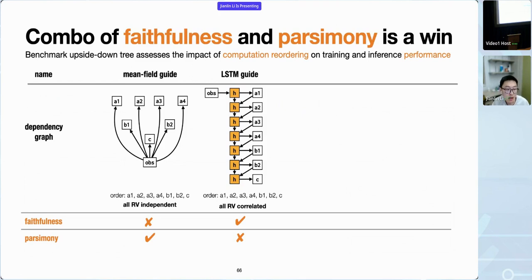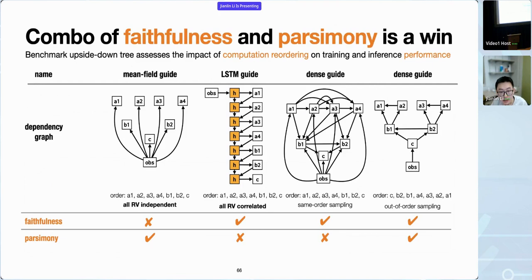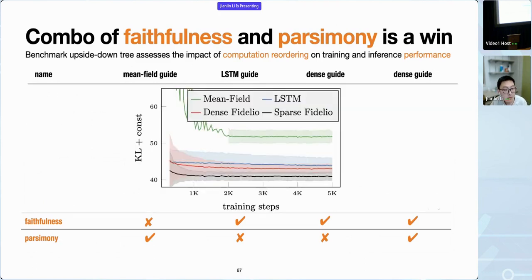And in this benchmark, in addition to mean field and LSTM, we also compare 2 Fidelio guides that either return or invert the model's order of sampling variables. If the guide generator is not intelligent about the order in which random variables are sampled, then we may end up with a guide that is almost as dense as the fully connected LSTM guide. This plot shows the training loss, the lower the better, as the training progresses. The sparse Fidelio guide converges to the best solution.